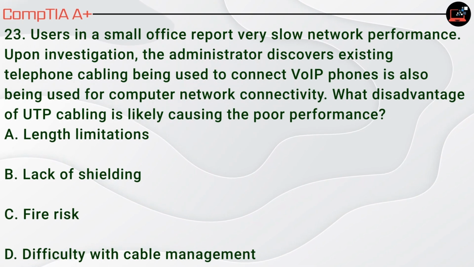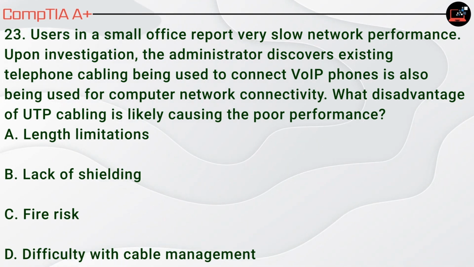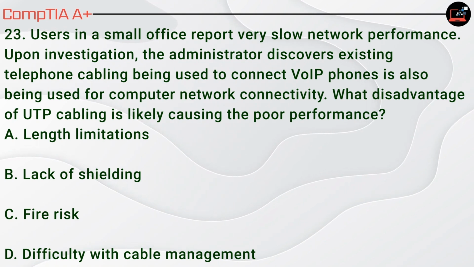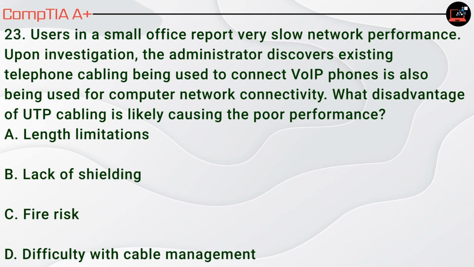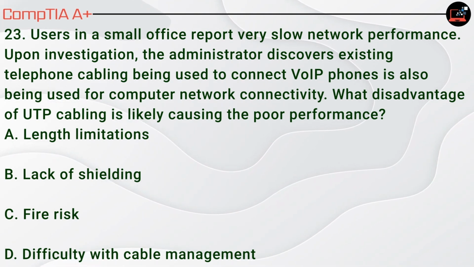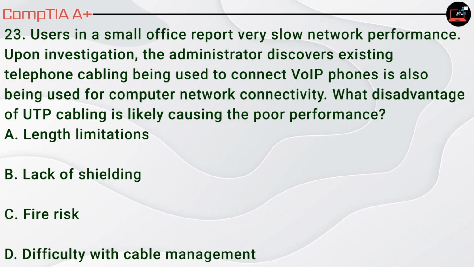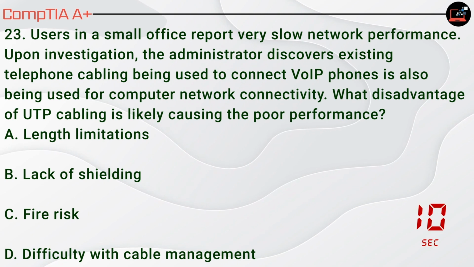23. Users in a small office report very slow network performance. Upon investigation, the administrator discovers existing telephone cabling being used to connect VoIP phones is also being used for computer network connectivity. What disadvantage of UTP cabling is likely causing the poor performance? A. Length limitations. B. Lack of shielding. C. Fire risk. D. Difficulty with cable management.